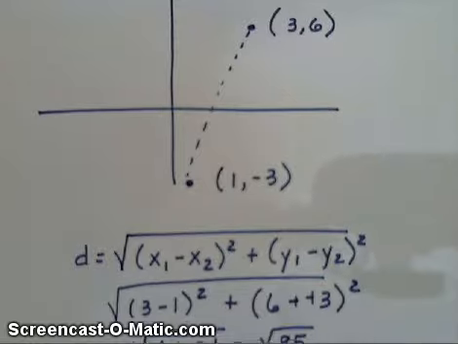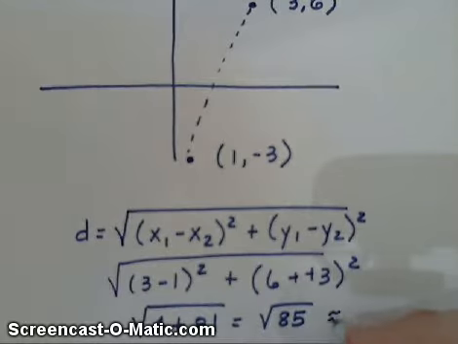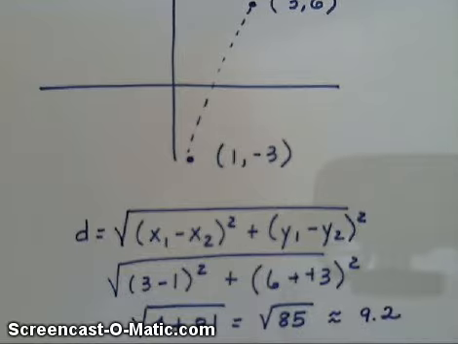Now, since 85 is 5 times 17, we will leave that in simplest radical form. If your book calls for it, you can approximate the value of that. I don't have a calculator handy, so I'm going to guess approximately 9.2.